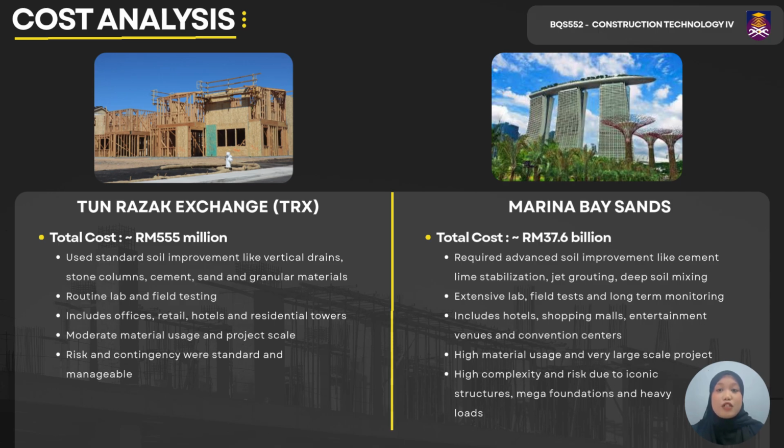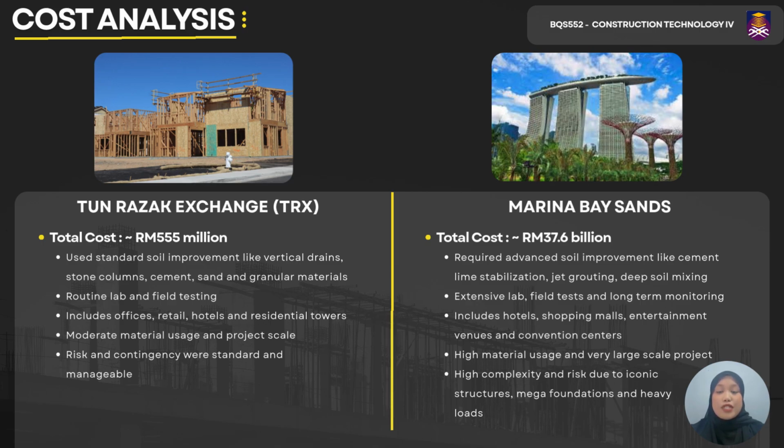Next, I will explain the cost comparison between TRX and Marina Bay Sands. TRX costs around 555 million and uses standard soil improvement methods like vertical drains, stone columns, cement and sand, with routine lab and field testing. The project includes office, retail, hotels, and residential towers with moderate material usage and manageable grades.